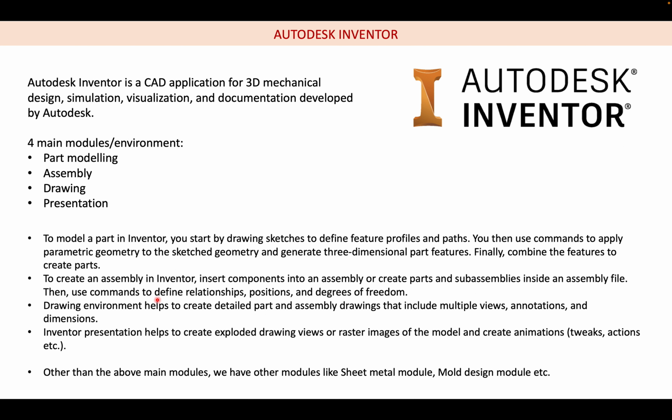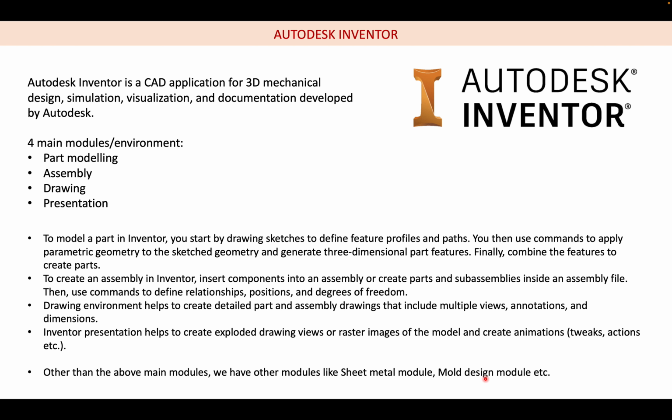So this is assembly. The third part is the drawing environment. The drawing environment helps to create the detailed part and assembly drawings that include multiple views, annotations and dimensions. Then fourth we have presentation. Presentation is basically, in the last session we saw the exploded assembly drawing, where different parts are taken away from their positions and shown how they are assembled. That can be done with the Inventor presentation module. Other than the above main modules, we have some other modules like the sheet metal module, the mold design module, etc.